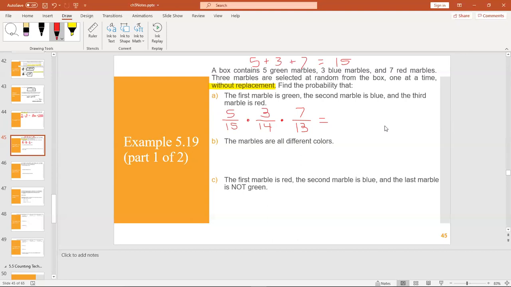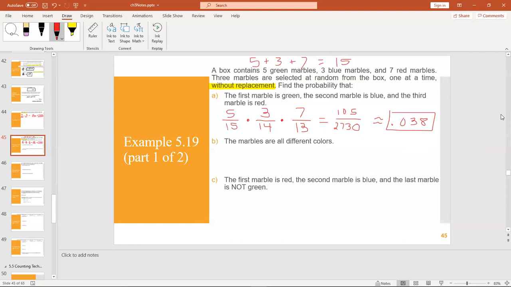Multiply across the top. 5 times 3 times 7 is 105. 15 times 14 times 13 is 2730. And then you can say, hey, calculator, what is 105 divided by 2730? And the calculator would be like 0.038. So that's roughly a 4% chance that will happen.